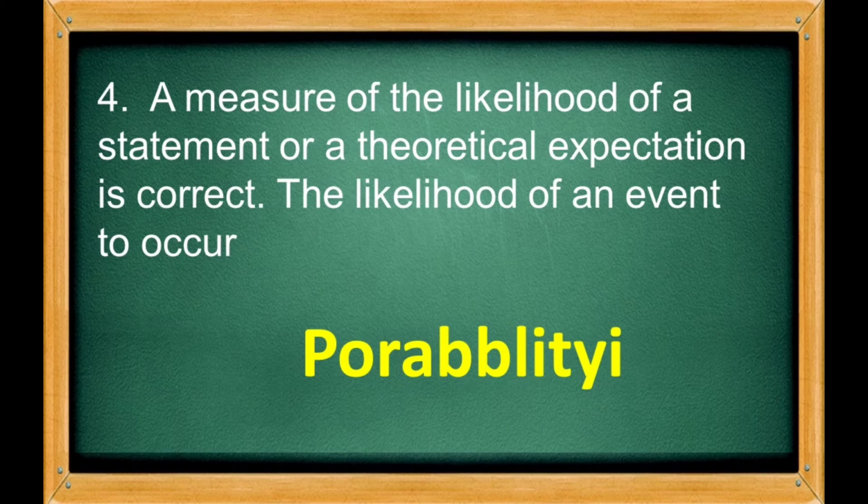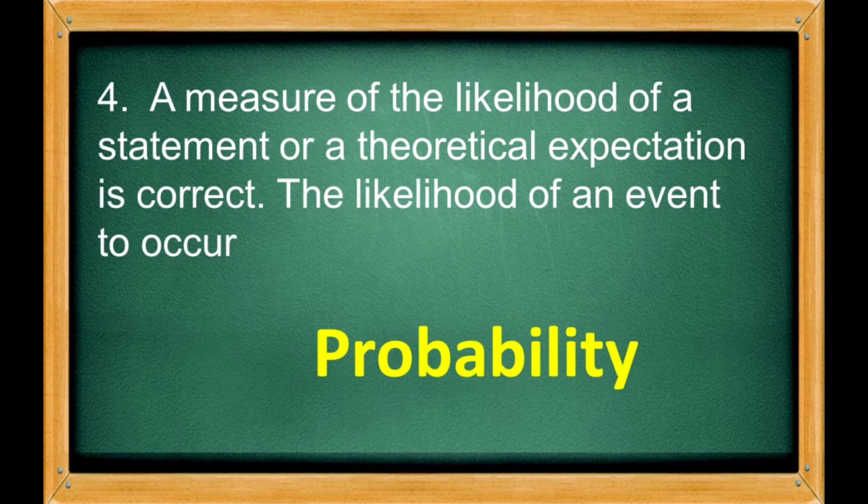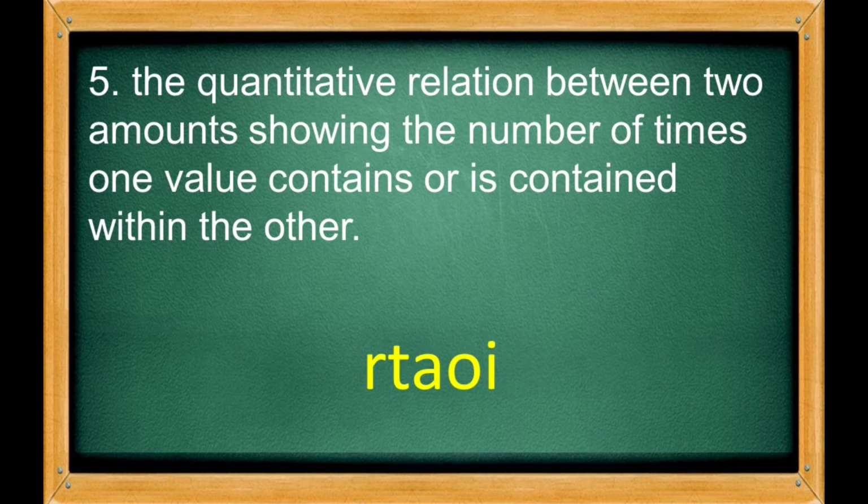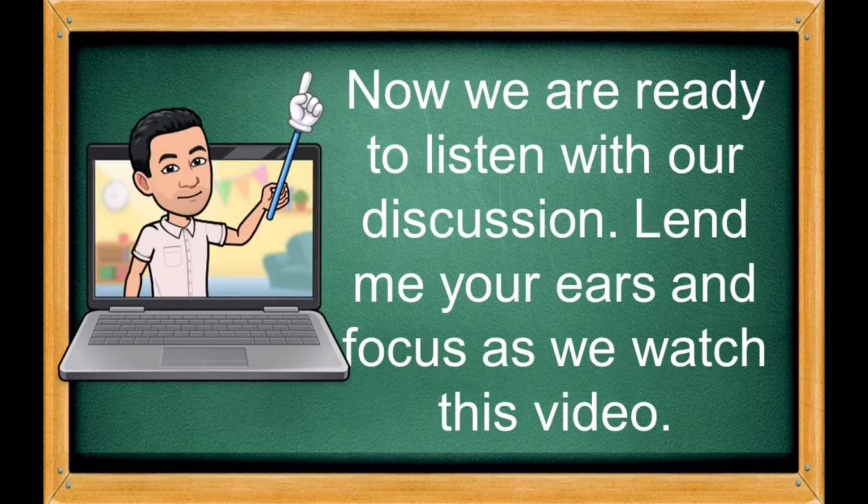Number 4, a measure of the likelihood of a statement or a theoretical expectation is correct. The likelihood of an event to occur. Very good. Probability. Number 5, the quantitative relation between two amounts showing the number of times one value is contained within the other. That is a ratio. You got it right. Now, we are ready to listen to our discussion. Lend me your ears and focus as we watch this video.